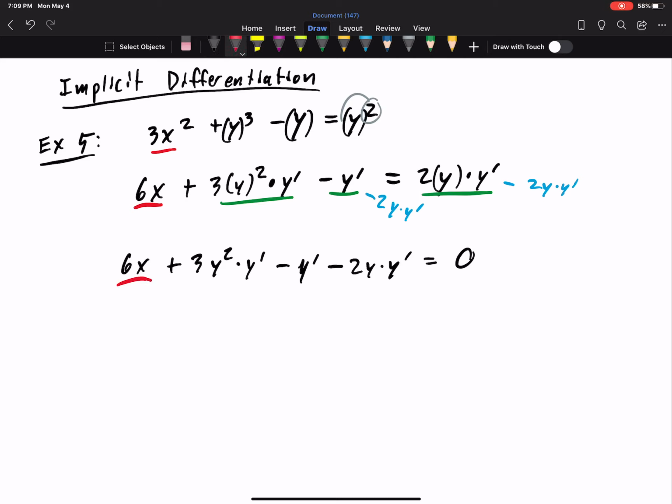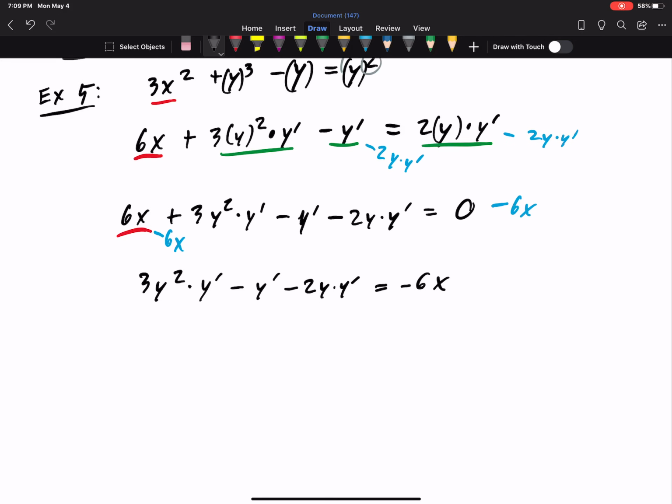6x is not where it needs to be because it has no y prime on it, so that's going to the right-hand side. Subtract that from both sides. You get minus 6x minus 6x. So you have 3y squared times y prime minus 2y y prime. And this is going to be equal to minus 6x. So now we have all of our y prime stuff on the left-hand side, and we have all of our non-y prime stuff on the right-hand side. Exactly the setup that we want.